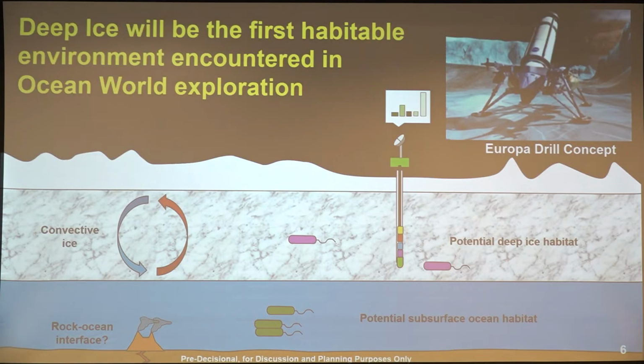So the big lesson is that the deep ice environment is going to be the first habitable environment that we're going to hit on our way drilling through the crust going to the ocean. So there's a huge push right now to figure out eventually how we can drill down into the ocean. And what I want to state, and our purpose here, is to figure out how we look for microbes that are in those little tiny pockets in the deep ice. That's the first thing we hit when we're going down through the ocean ice crust.